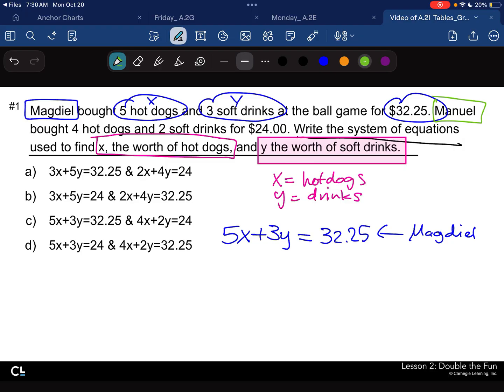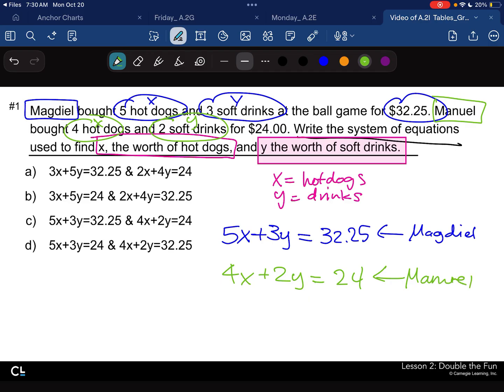Now, moving along to Manuel. Manuel bought 4 hot dogs, which is my X value, and 2 soft drinks, which is my Y value. And he spent a total of $24. And I could leave it like that. This is Manuel.